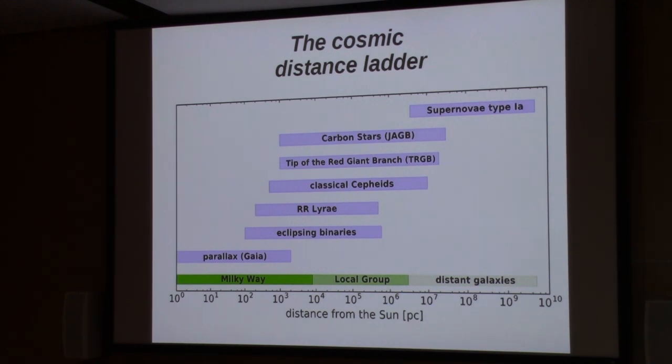What is important here is that we use in parallel many different distance determination methods of the same range, because physical foundations of those distance indicators differ. And these methods are affected by systematic biases that are in principle unknown for us observational astronomers. So the only way to actually account for them is to cross-check different distance determination methods of the same range.